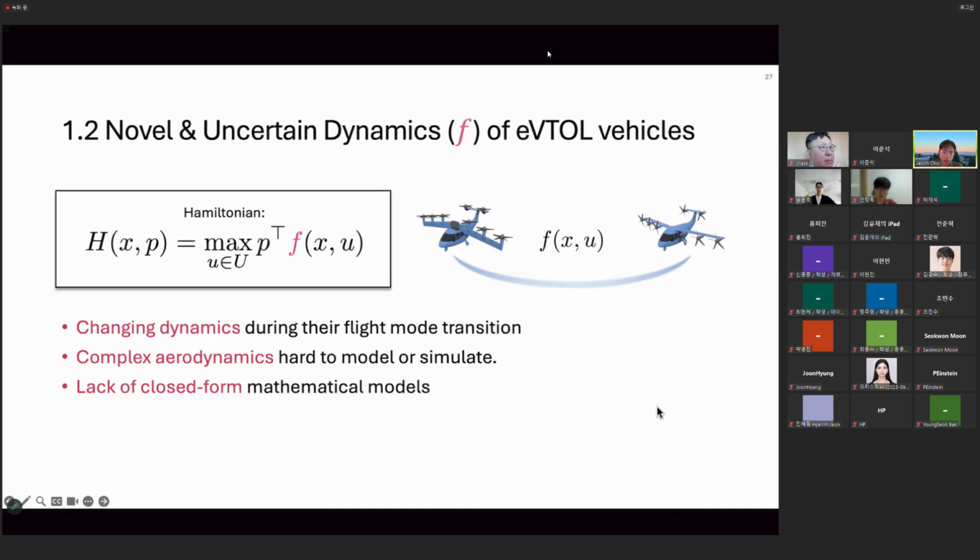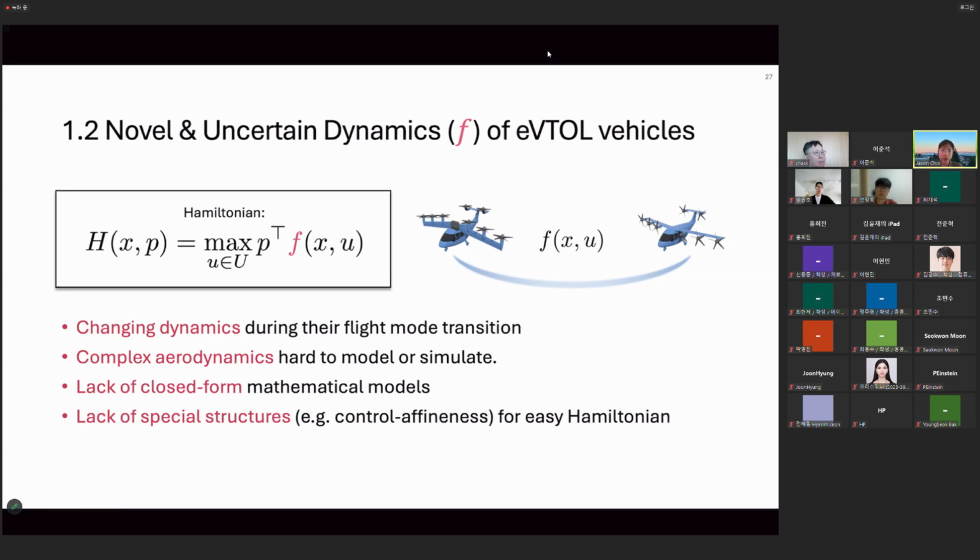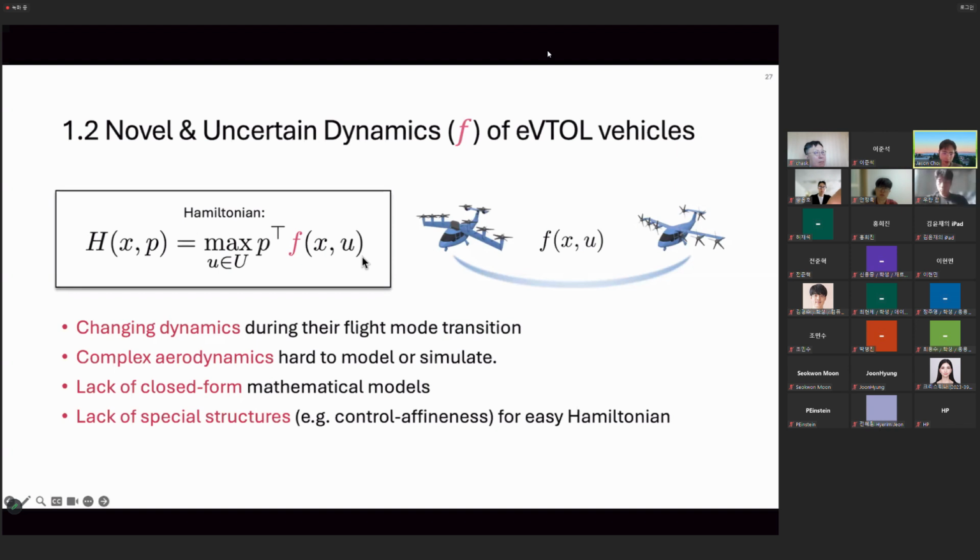Even when we can simulate such dynamics, they usually lack a closed form mathematical model. So when we want to solve the math underlying this Hamiltonian, we might prefer very concrete mathematical equations, but we don't have such equations for this vehicle. And finally, even when we can come up with an approximate equation, usually they lack specific structures, such as F being affine in the control input, to make this optimization problem easier. So all these challenges make this safety analysis really, really challenging.